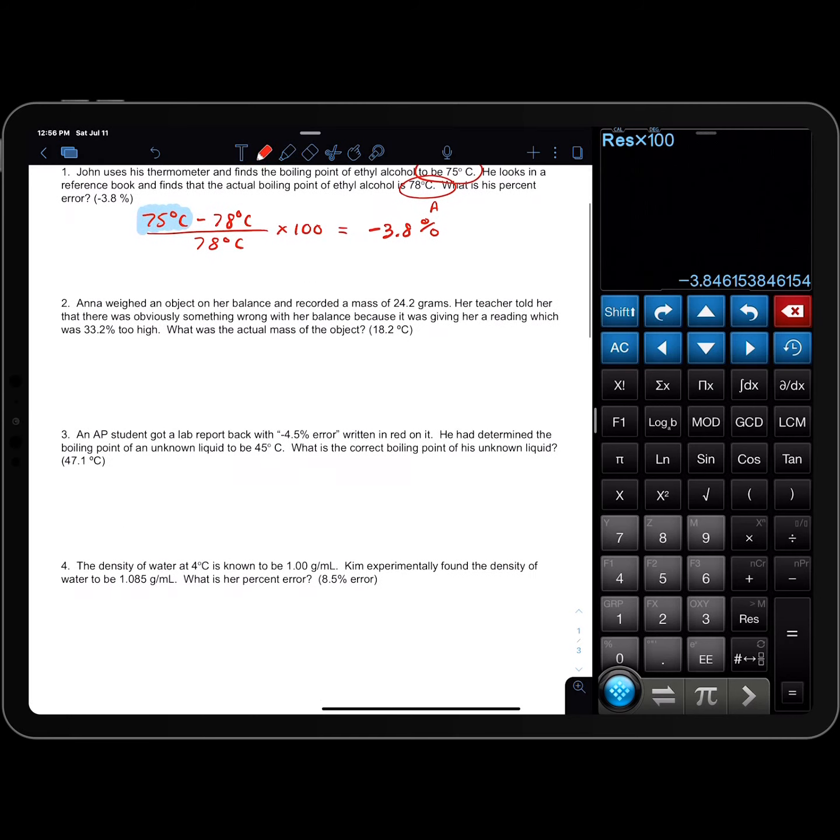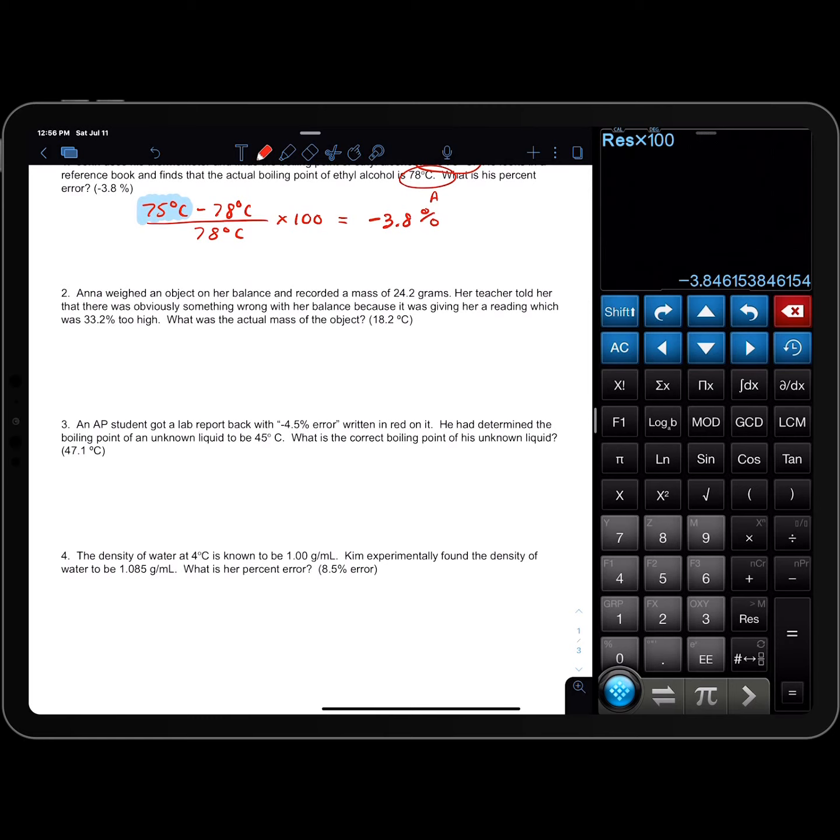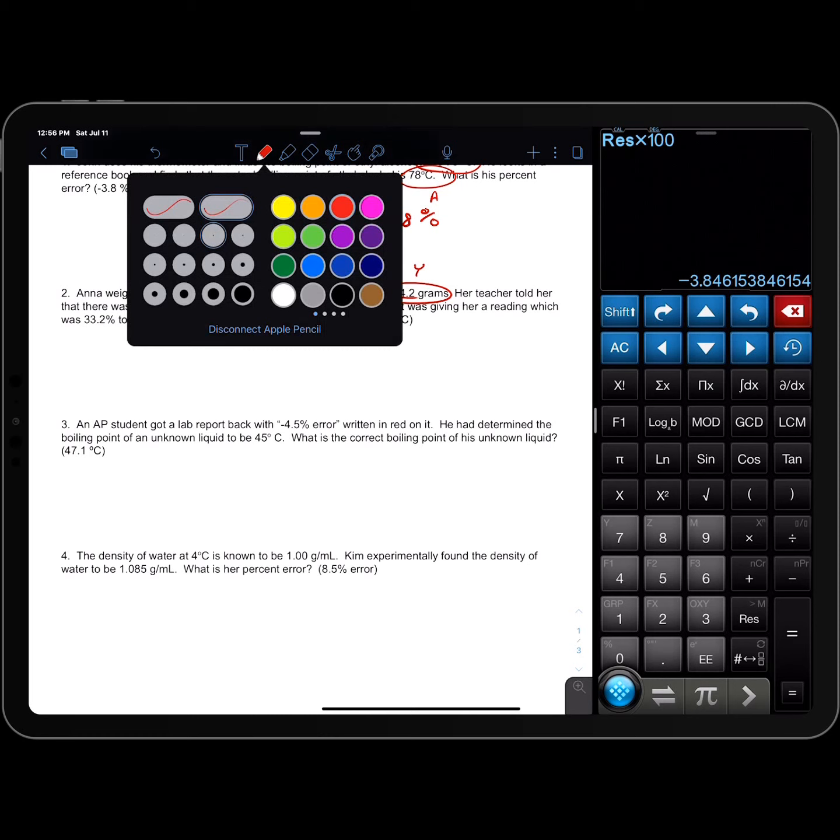We go to 2. Anna weighed an object on her balance and recorded the mass to be, this is her measurement, yours. Her teacher told her that there was obviously something wrong with her balance because it was giving her a reading which was too high, 33.2% too high to be exact. It says, what is the actual mass? Now, we have to do a little bit of algebra for this.